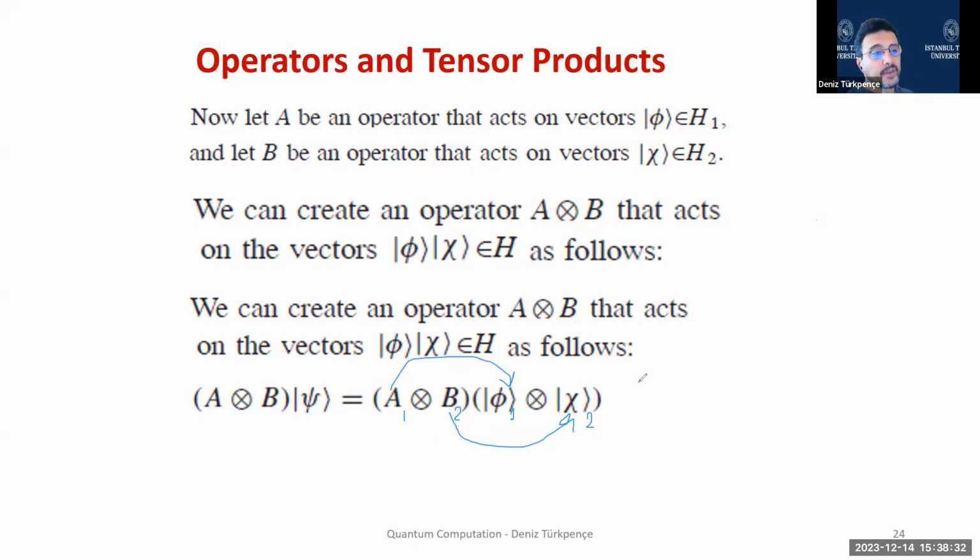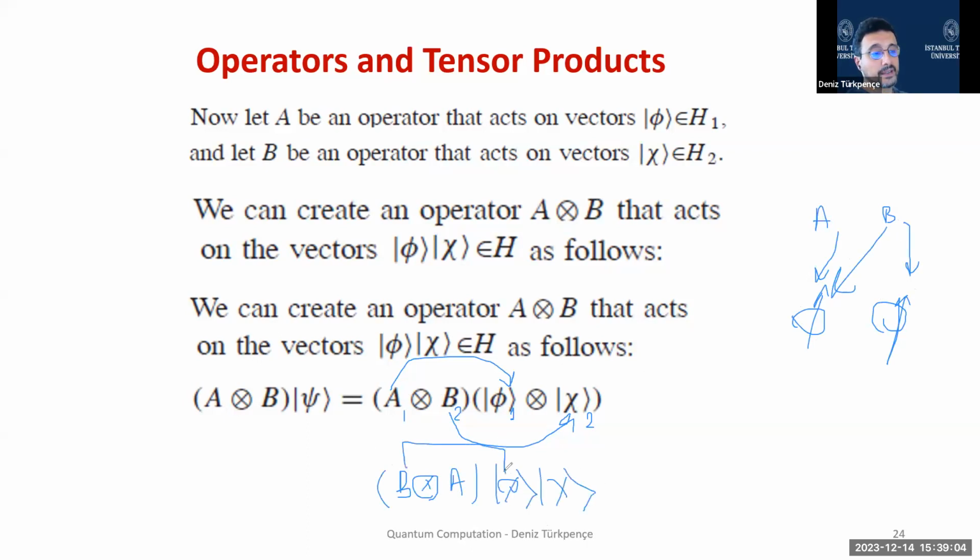But what happens if I want to, just like this, this is my first system, and this is my second system. So A can only act on this system, and B can only act on this system mathematically, okay? But if you want to act B on this system, then you should write it this way, B tensor product A, multiplied by phi and psi. Then B will act on this, and A will act on this space, okay?